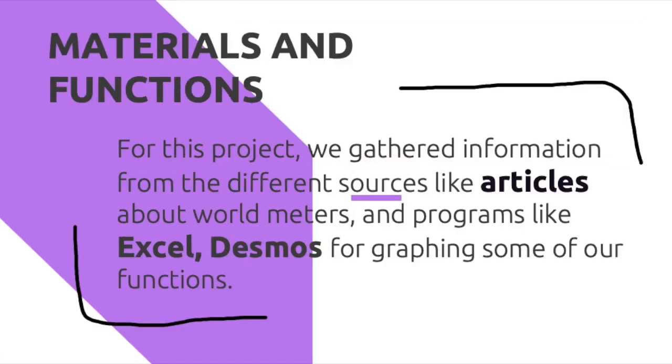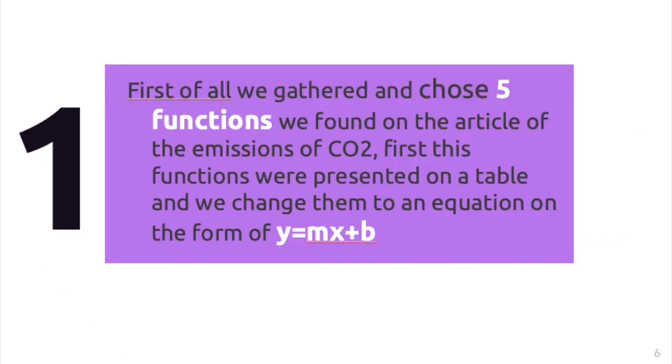For this project, we gathered information from different sources like articles of World Matters and programs like Excel and Desmos for graphing some of our functions. First of all, we gathered and showed 5 functions we found in the article on emissions of carbon dioxide. These functions were presented in a table and we changed them to an equation in the form of y equals mx plus b.